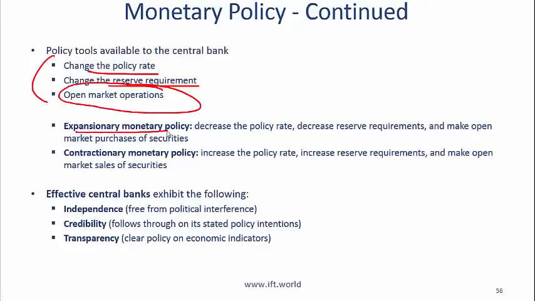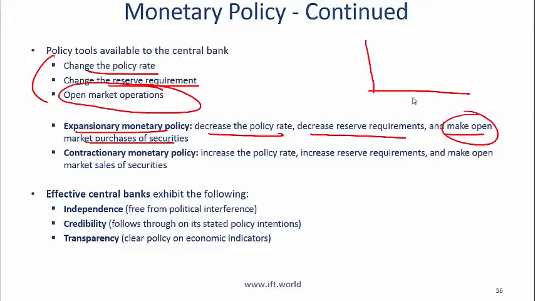In an expansionary monetary policy, the central bank decreases the policy rate, or it might decrease the reserve requirement and make open market purchases of securities. These are linked. By making open market purchases, automatically the money supply is increasing and the policy rate is decreasing.